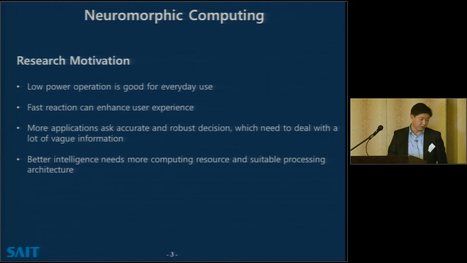With the current accuracy of computers, sometimes it is not enough to make a fast decision. And better intelligence, I think some part is true, some part is not true, but it needs more computing resources to enhance the accuracy. And a suitable processing architecture is also needed.